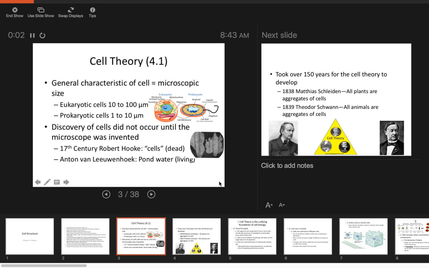Okay, sorry. Hashtag drunk. So eukaryotic cells are larger because they have more stuff in them.